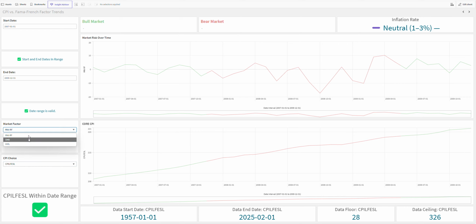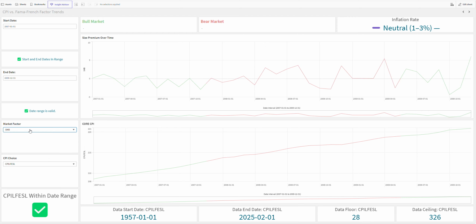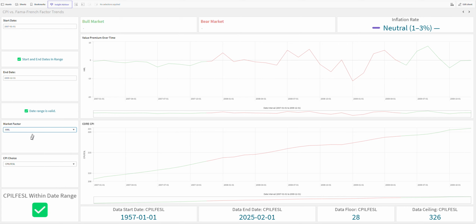This dashboard overlays CPI with the market risk premium, so we can observe how inflation and returns behave together. We can also look at the size premium over time, and the value premium over time. This is helpful for instructors who want to show students how various market factors, inflation, and economic cycles correlate over specific periods of time, because we have market factors, CPI, and the bull-bear color legend scheme. It's also useful for policy researchers who can study how market behavior shifts between low, neutral, and high inflation regimes.